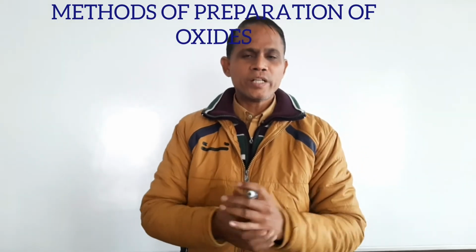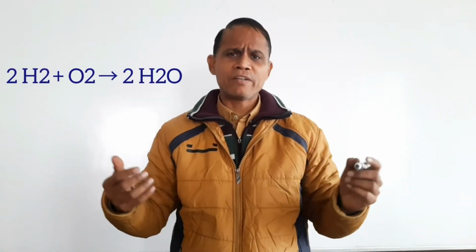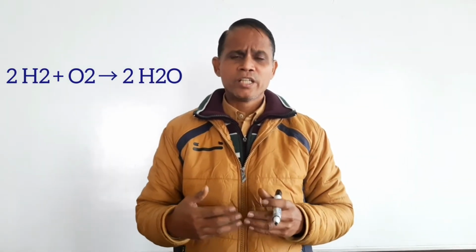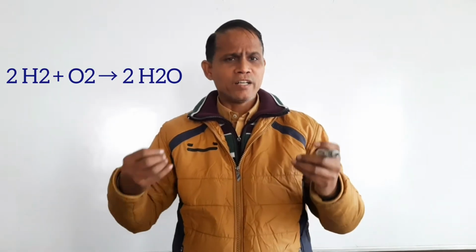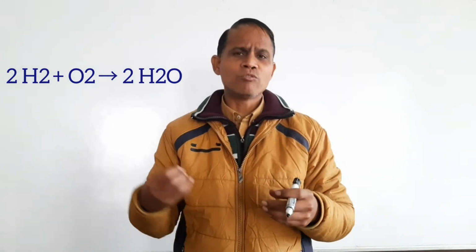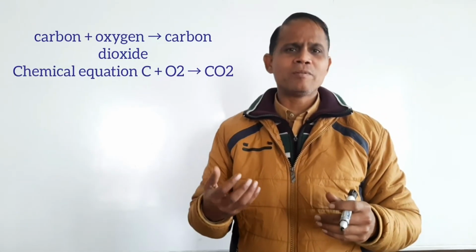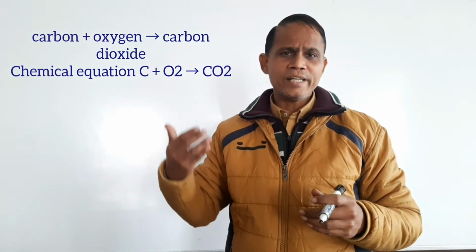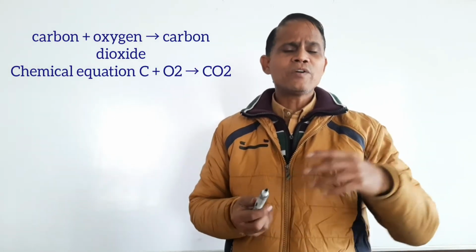The first method, student, is the direct method. You can directly get the oxide. For example, if you have a non-metal like hydrogen, if you pass a spark in hydrogen and oxygen, you will get water. Similarly, if you have carbon and you ignite it, you will get carbon dioxide. Now one more thing: the oxides of non-metals are what? They are acidic in nature.